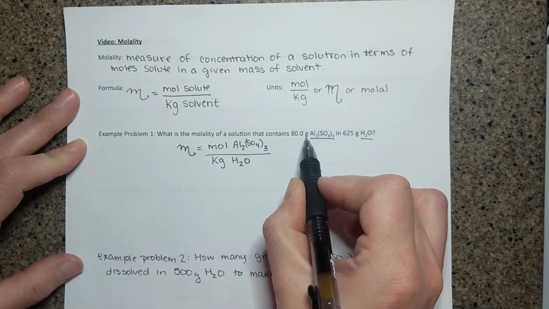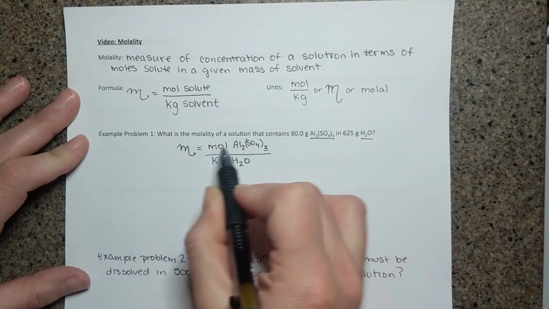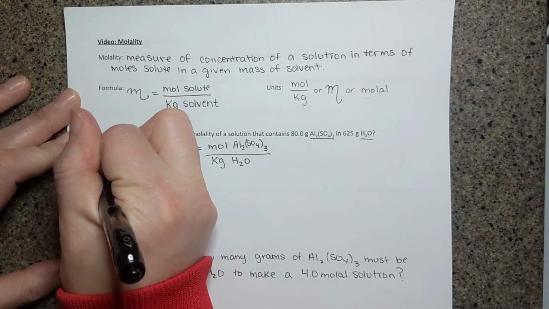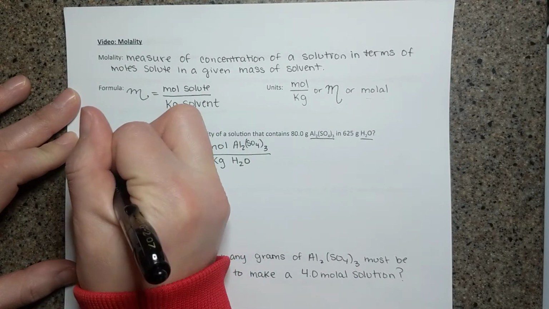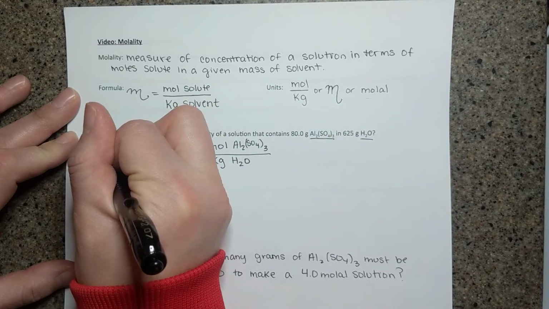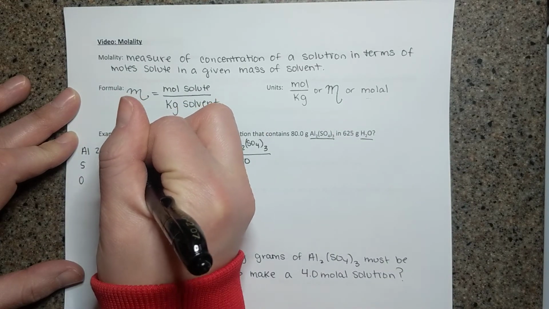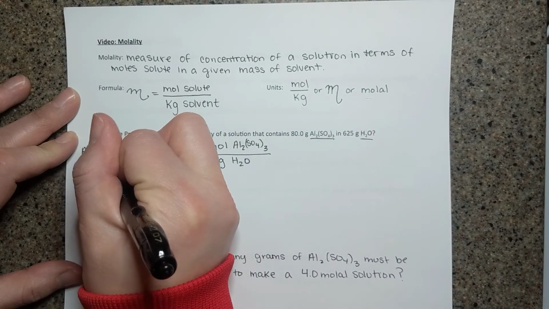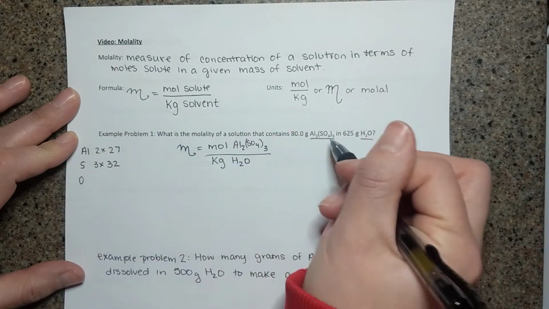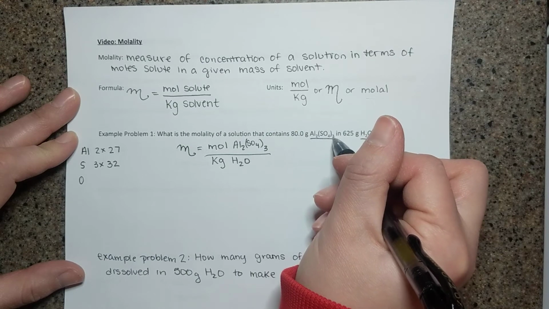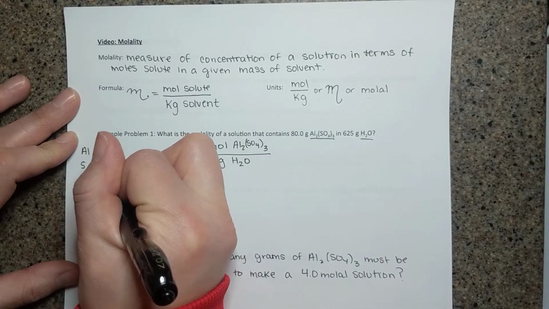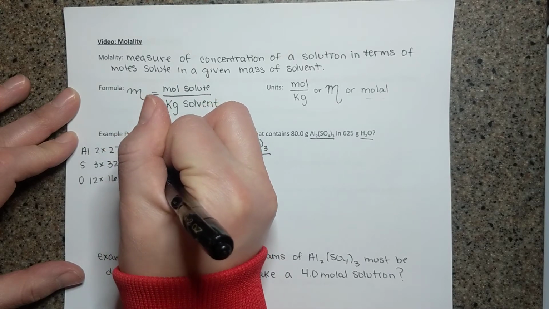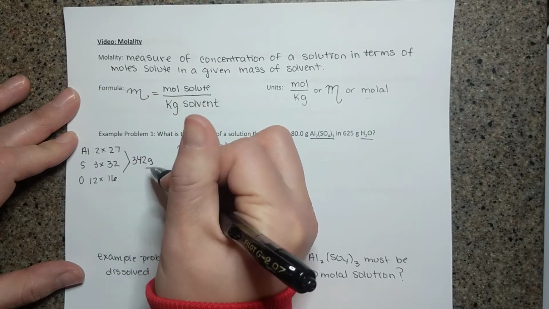I am given 800 grams of aluminum sulfate, which I need to convert to moles. To do that, I need the molar mass of aluminum sulfate. Aluminum, there are two of them, times its molar mass of 27. Sulfur, I have 3, times its molar mass of 32. And oxygen, I have 12. 3 times 4 is 12. Times its molar mass is 16. Added up, I get a total molar mass of 342 grams per mole.